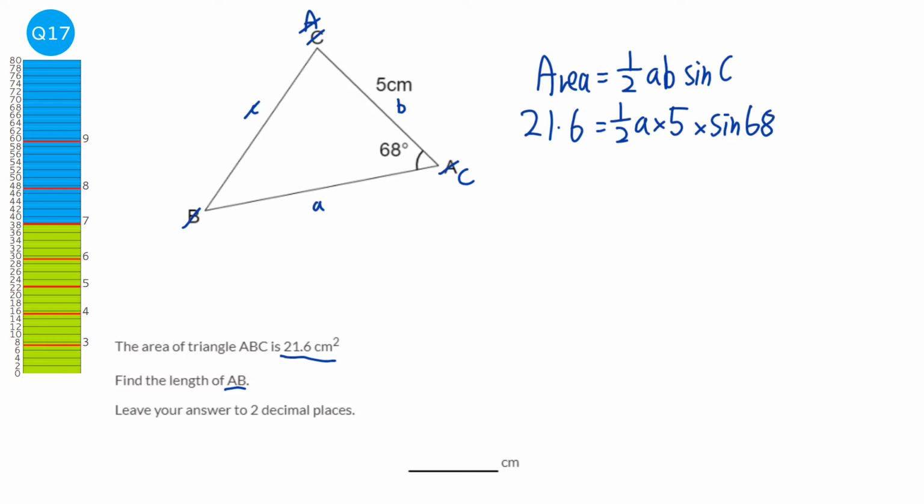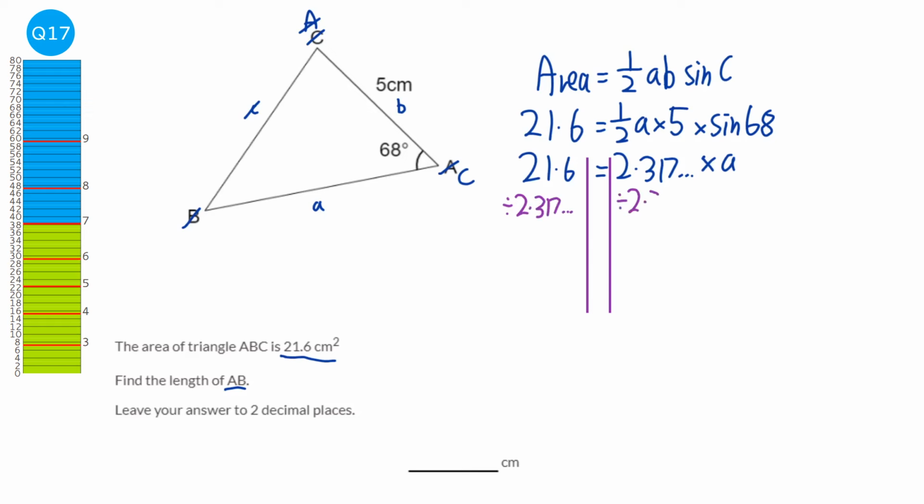And so all we need to do here is rearrange all of this. And we're going to start just by working out what half times 5 times sine 68 is. And that's going to be 2.317 blah blah blah. That's times a. And then we're going to do a bit of solving, because if we divide both sides by that 2.317 blah blah blah, that'll give us what a is. So when we do that, we get 9.318 blah blah blah equals a. So rounded to 2 decimal places, that's going to be 9.32.